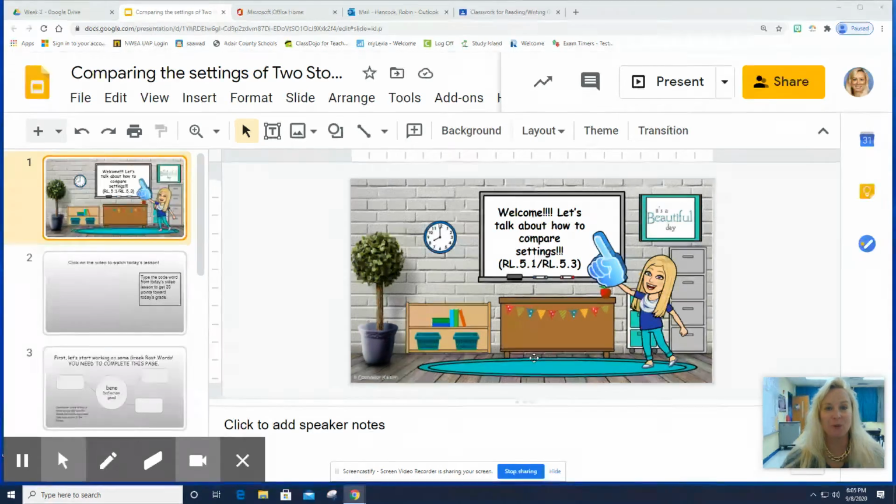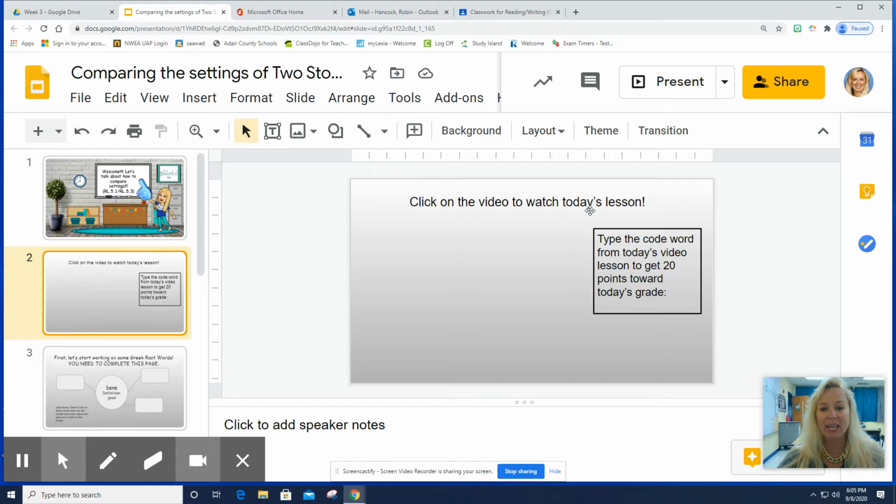We are going to switch over from comparing characters to comparing settings, and I'll talk about that more in just a second. But first things first, when I have this video lesson completed, there will be a picture of it right here. You can play it right in the Google slide presentation. Please watch it. And I will be giving you a code word later on in the video lesson that will be worth 20 points today. Okay, so be listening for that. We'll come back to that.